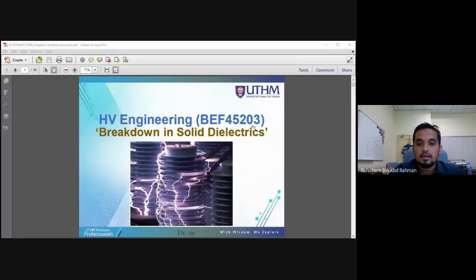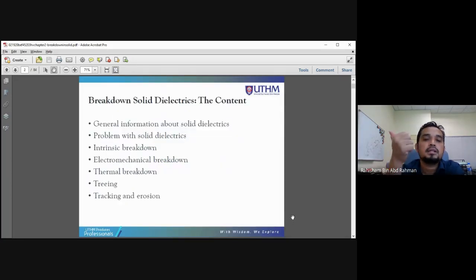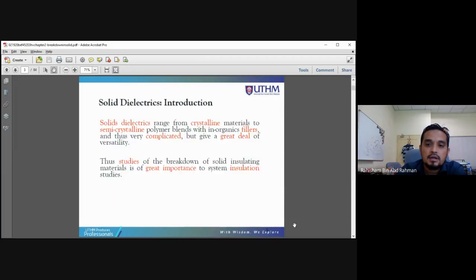About solid, okay. Solid. Again, it is expected for a student to differentiate what is solid, what is liquid, and what is gas, and how they differ from one to another. What are the advantages and disadvantages of this type of state of dielectric.